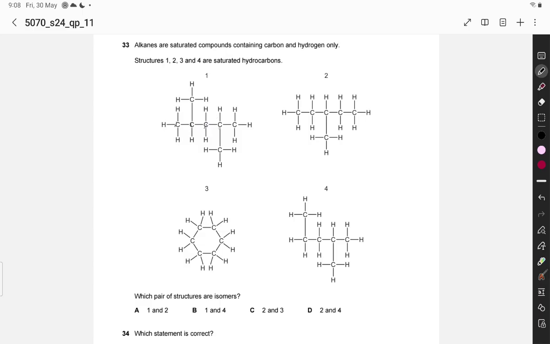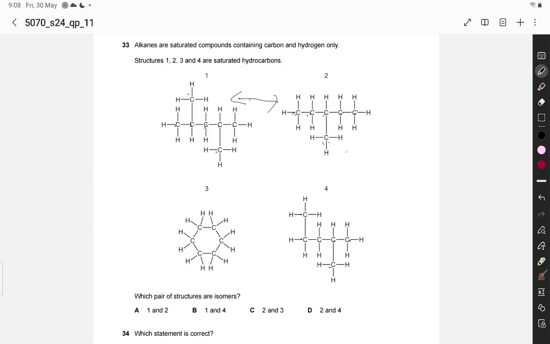1, 2, 3, 4, 5, 6, 7. 1, 2, 3, 4, 5, 6. So 1 and 2 are not isomers. Then 1, 2, 3, 4, 5, 6.